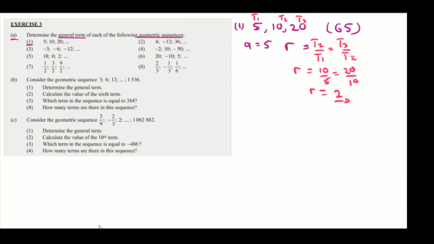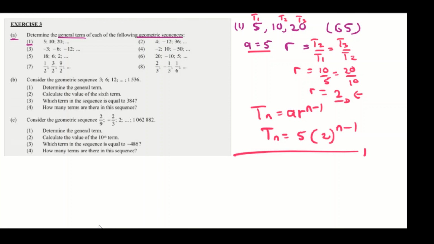To find the general term, we know that Tn is equal to A R to the power n minus 1. This is the general formula of a geometric sequence, and our A value is 5 and our R is equal to 2. So just substitute: Tn is equal to 5 times 2 to the power of n minus 1. You can leave it here or simplify it further. I'm just going to leave it here. Then we're done with this problem.